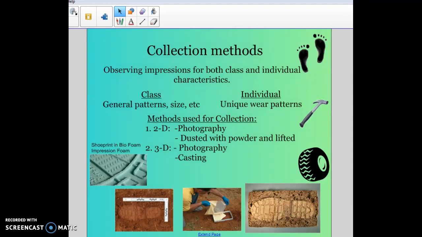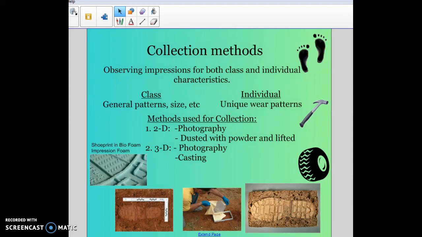A 2D method where you photograph it and then you dust it with powder and lift it. So that would be if you found anything on a flat surface, you would photograph the area and then you would dust it kind of like you do a fingerprint and lift it. There's also a 3D method that's most common when you're dealing with impression evidence, and that's to photograph it and then do what's called a cast.